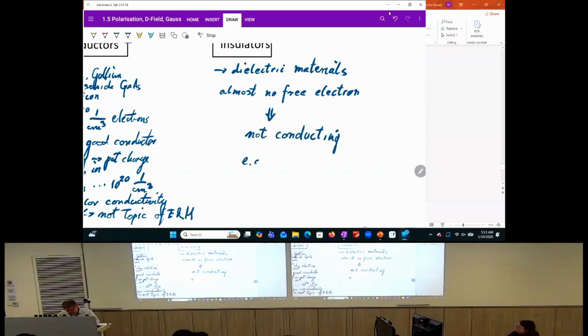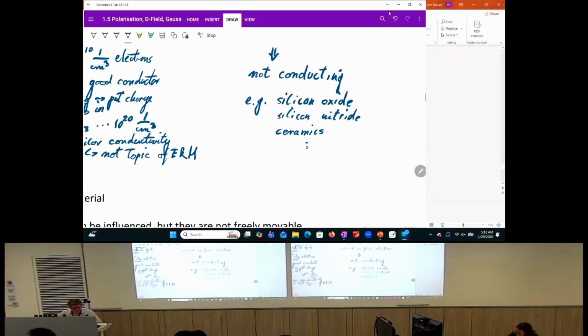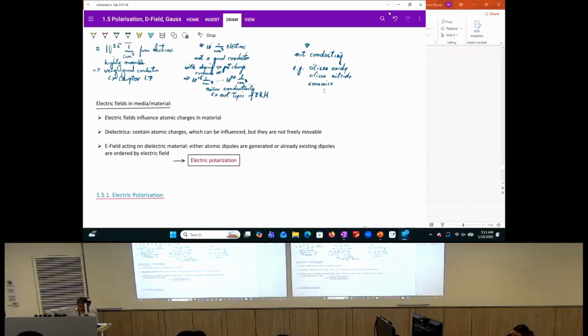That could be, for example, things like silicon oxide. This is also silicon nitride. These are also ceramics. So we are now looking into the dielectric materials. They have no free electrons, so you have no conduction. And these, however, still have special dielectric properties.